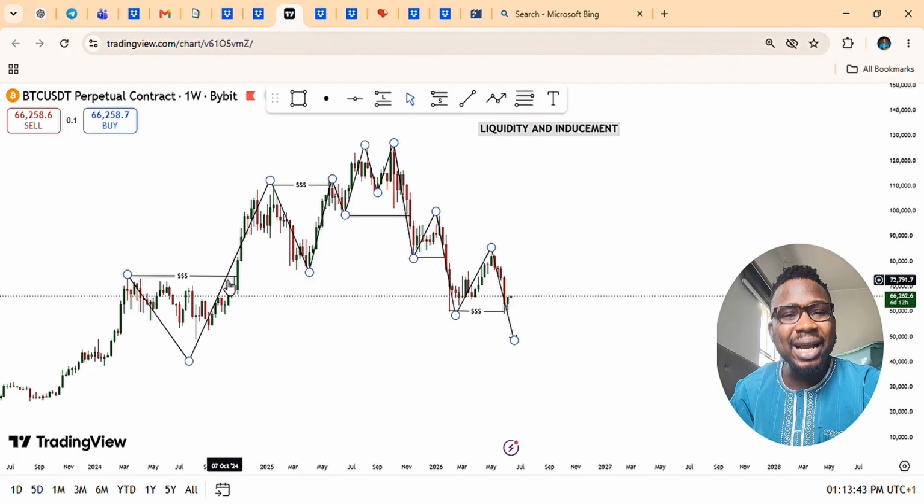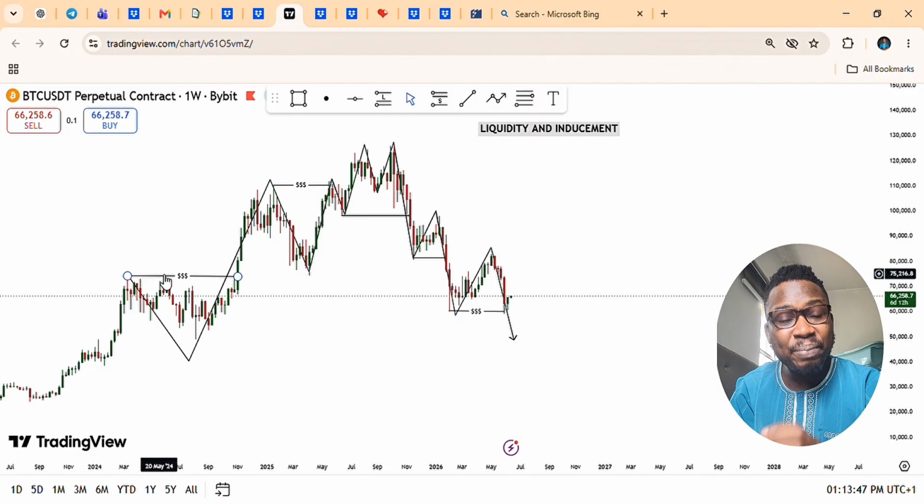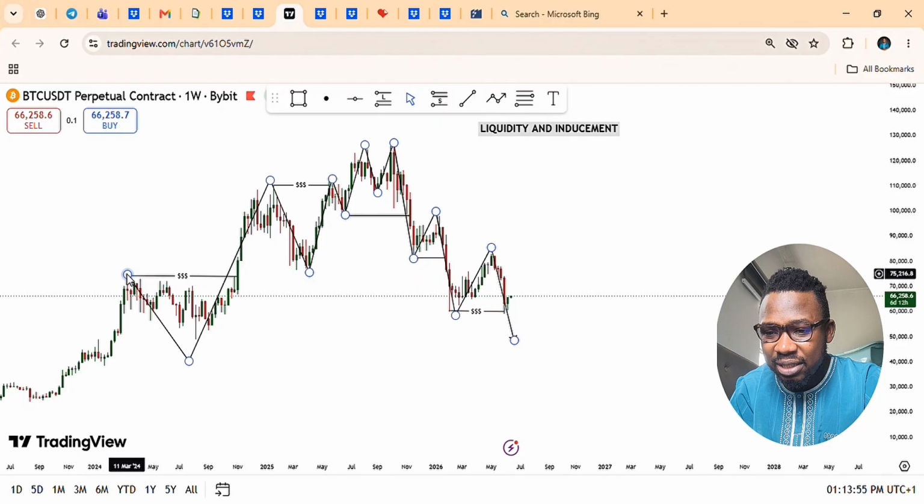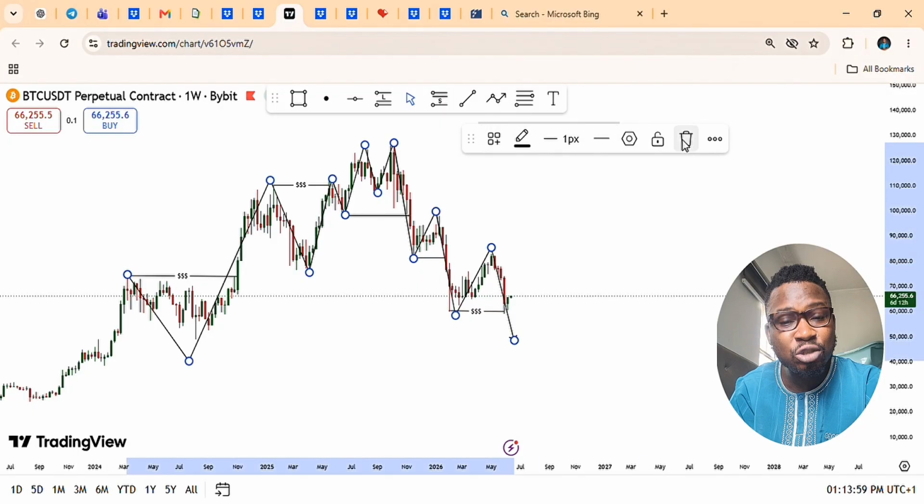All right, but in market structure concept, that same area is what we know as break of structure or change of character, because these places are old highs or old lows. All right, so that is it when it comes to that. Now let me show you something guys. I want to tell you about inducement.